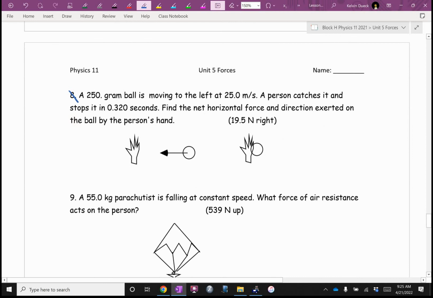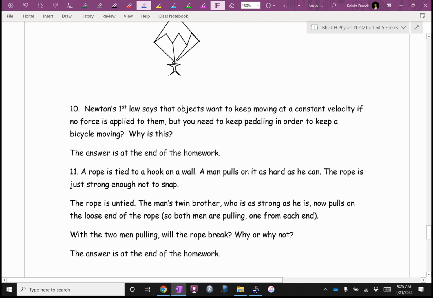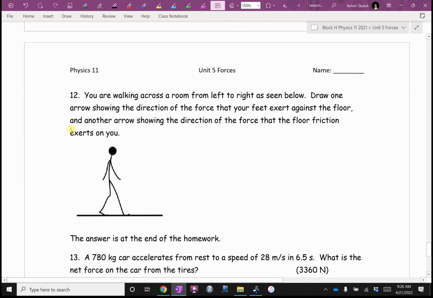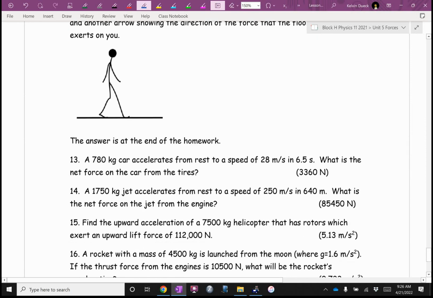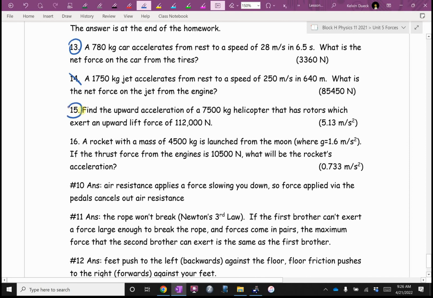You can skip 8. 9 is good. 10 is good. 11 is good. 12 is good. These are conceptual questions. 13 is good. Going to skip 14. 15 is good. And 16 is good.